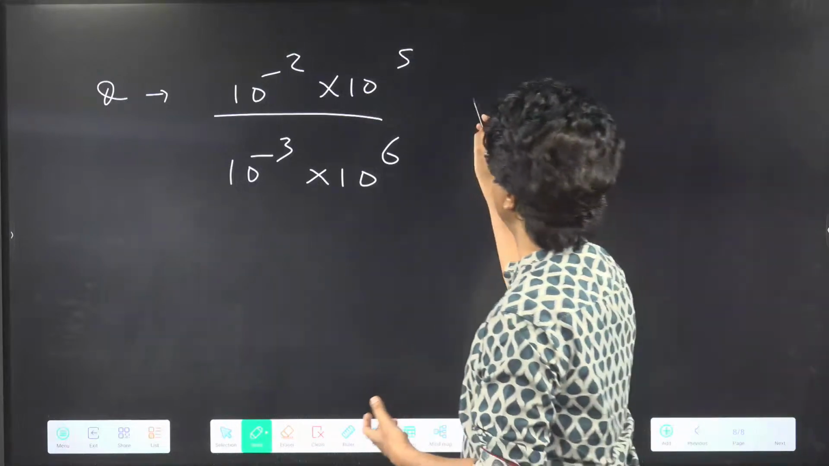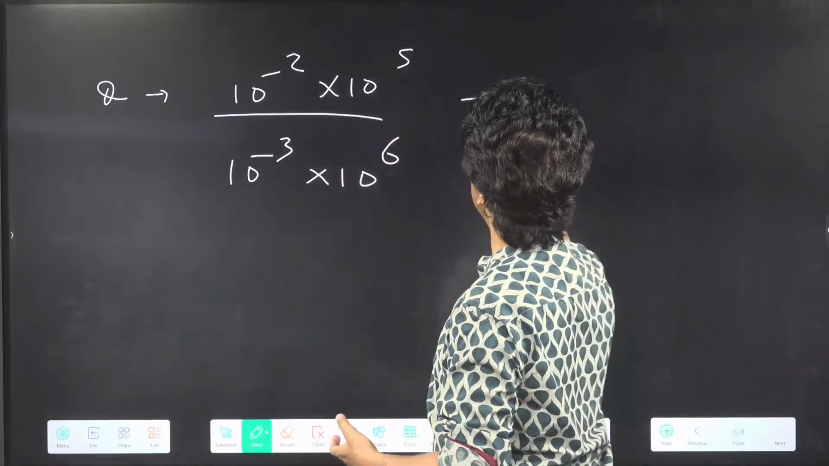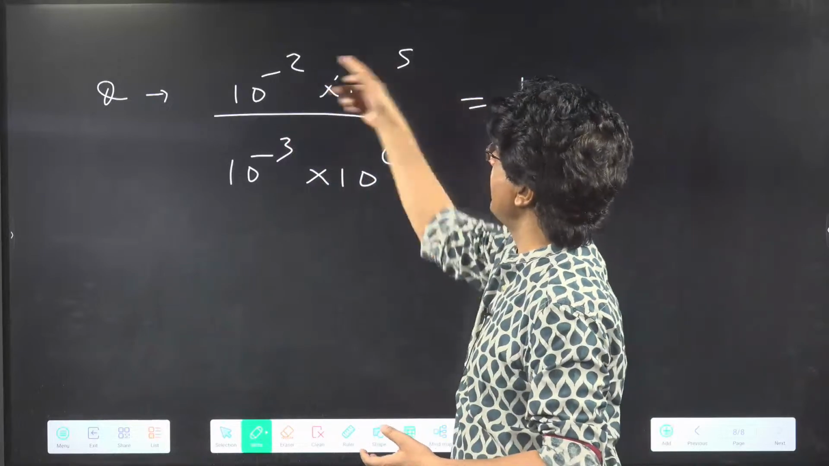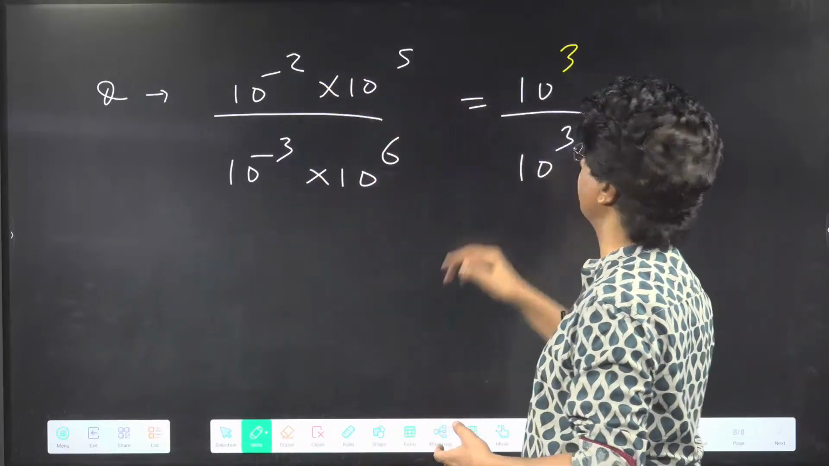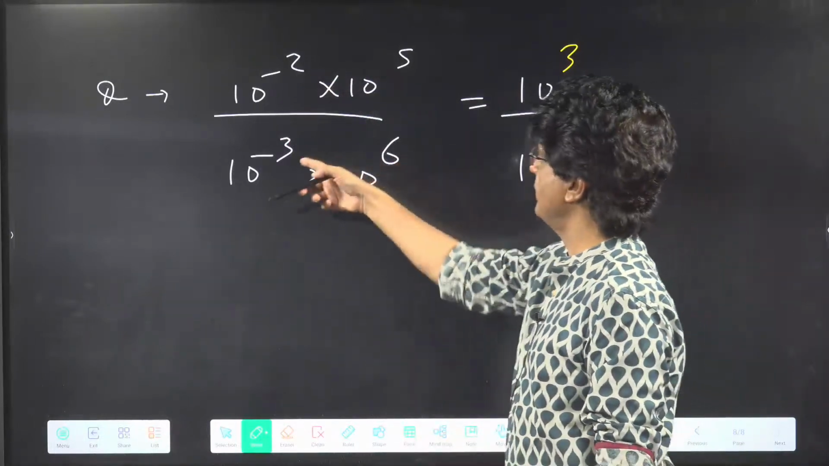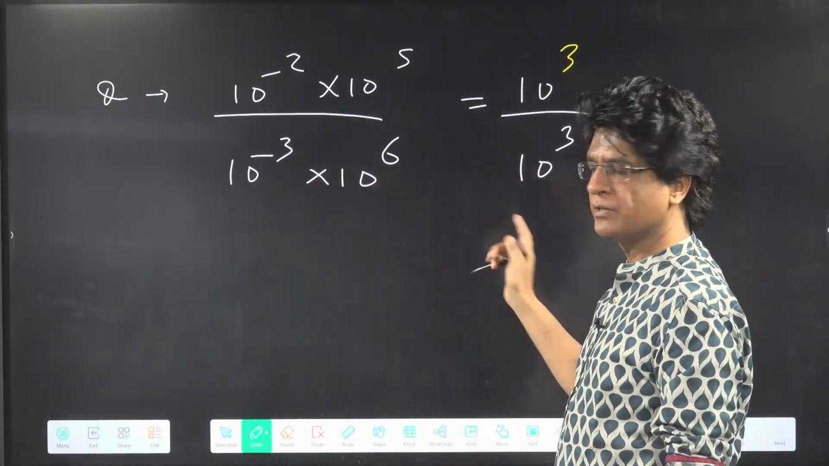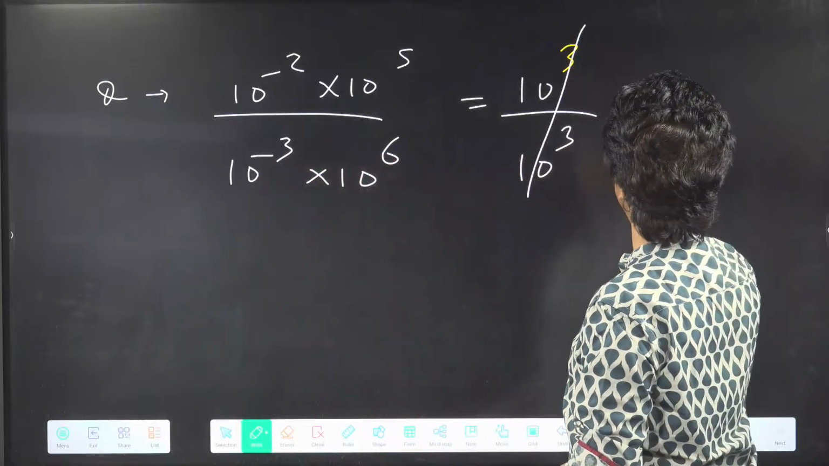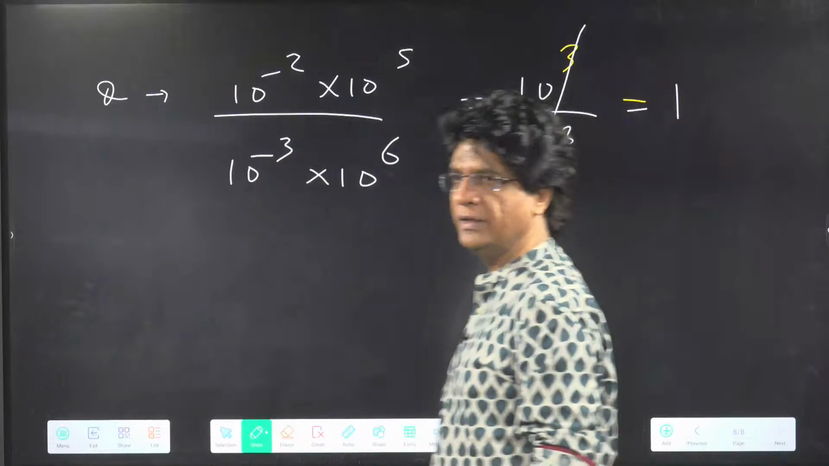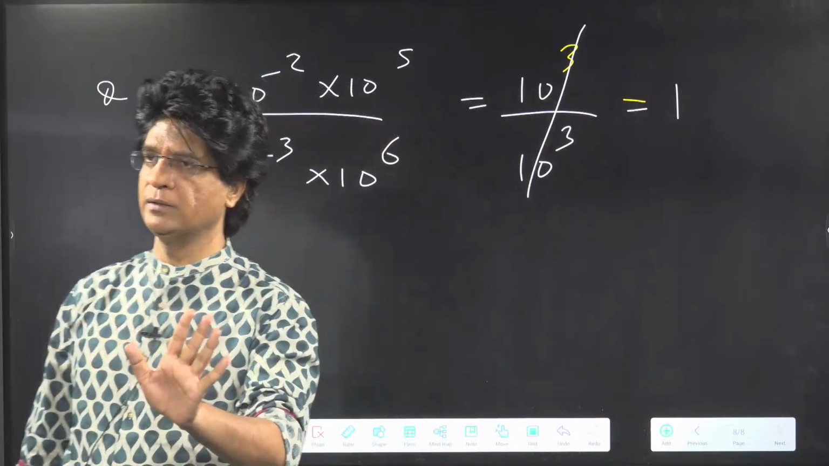So let me solve it. Since the base is the same, the powers can be added. This will become 10 to the power of 3. Yes or no? Minus 3 plus 6 will be 10 to the power of 3 only. When the base is the same, powers can be easily added. And now this will be cancelled and this will be 1. Agree or not? So we'll get simply 1.